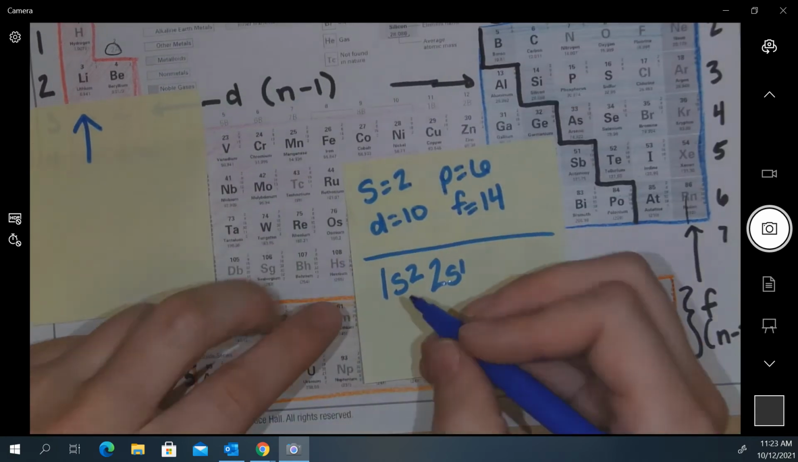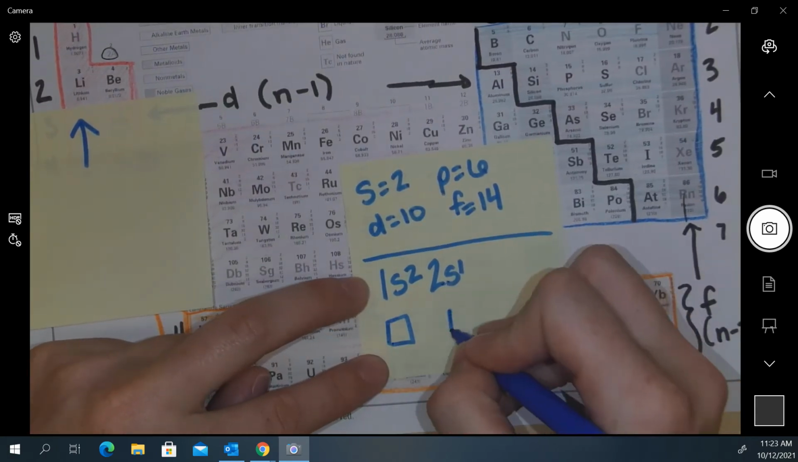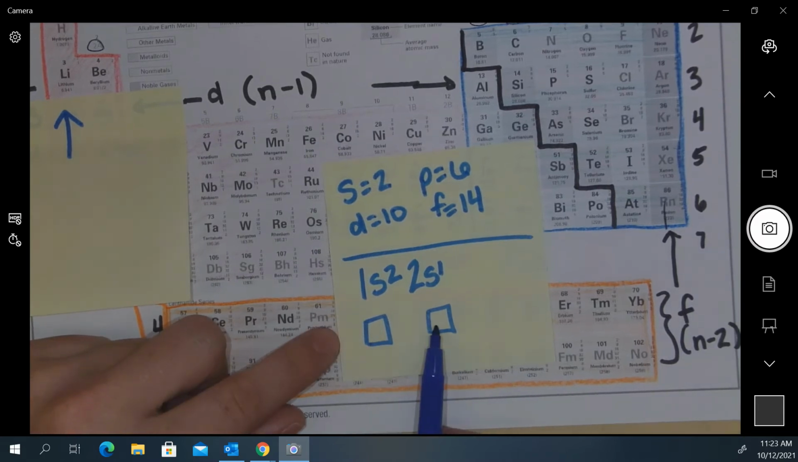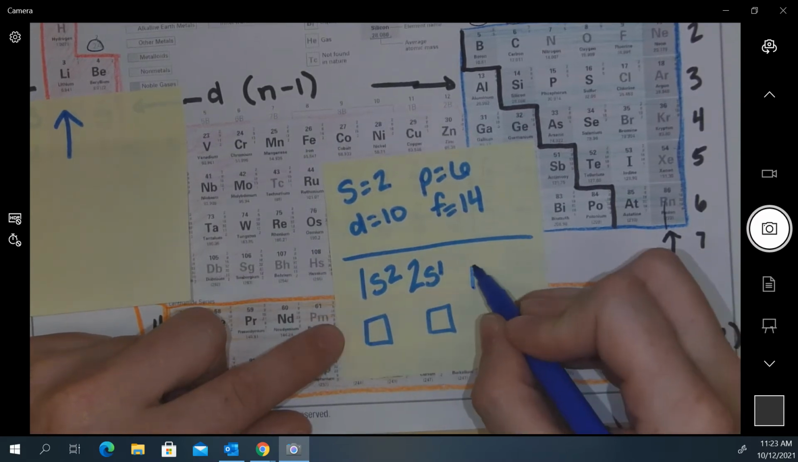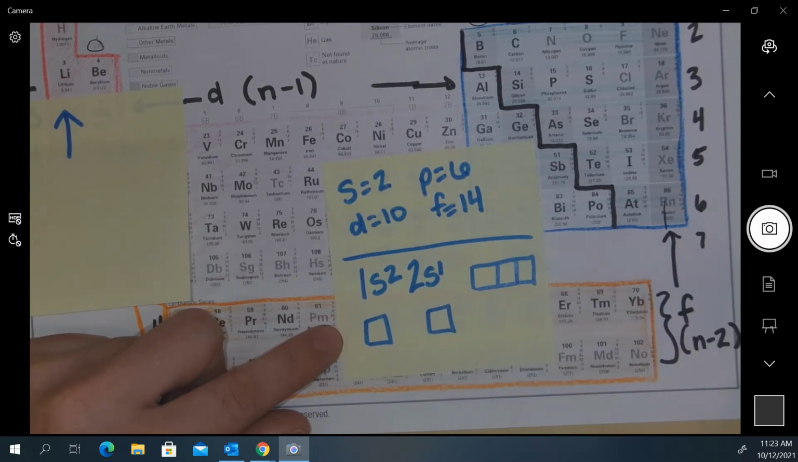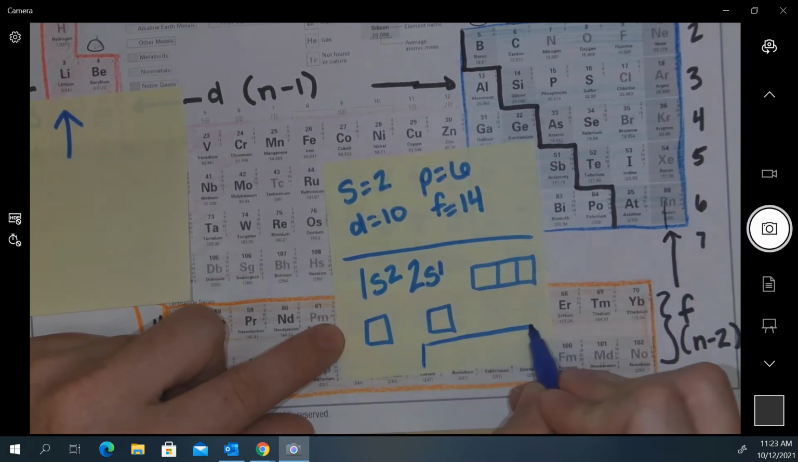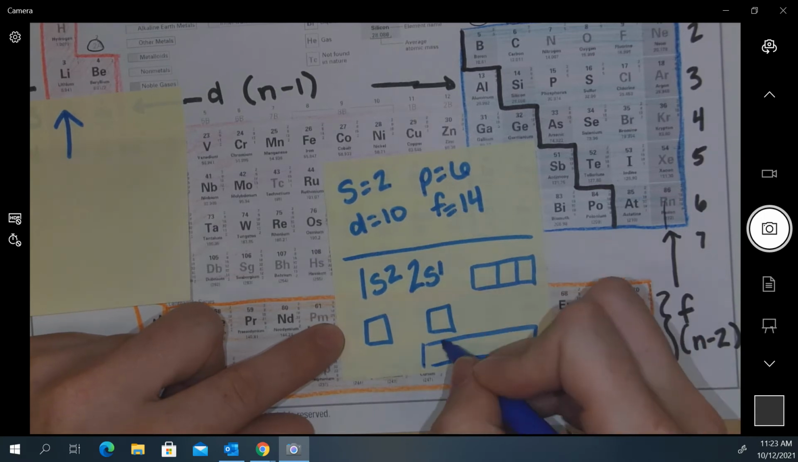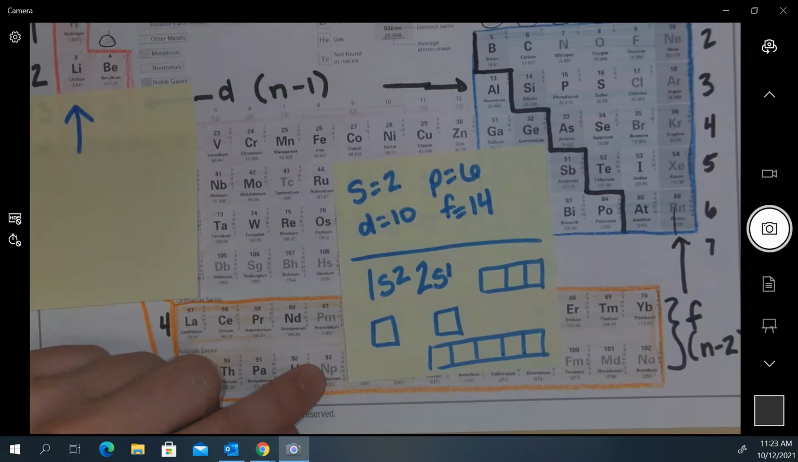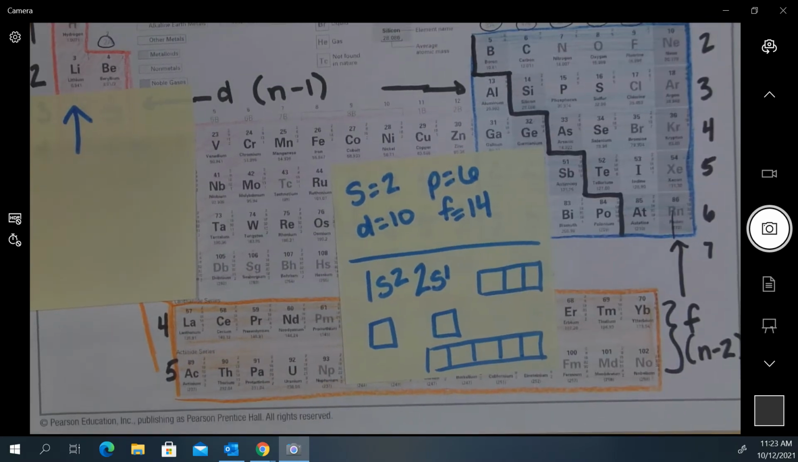Orbital diagrams are squares for each pair of electrons. So s gets 1 square. If we were to draw an orbital diagram for p, we'd have 3 squares. d would have 5 squares, and f would have 7 squares. We'll get back into that here in a minute.